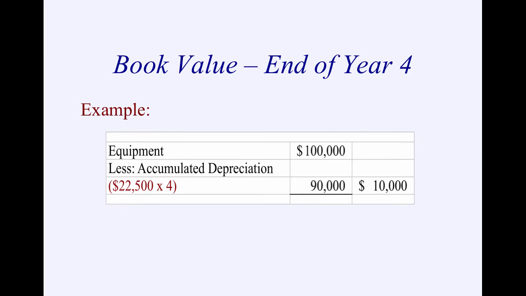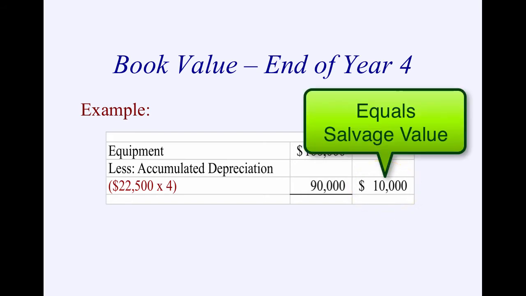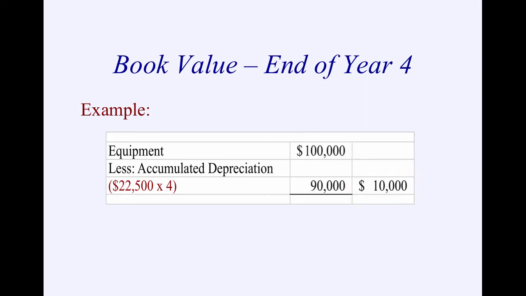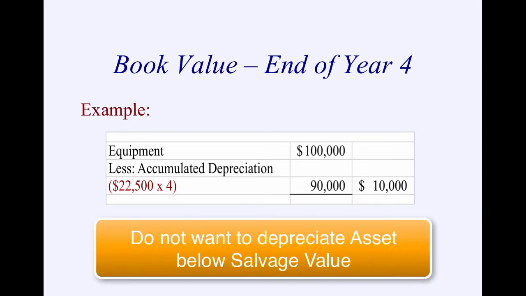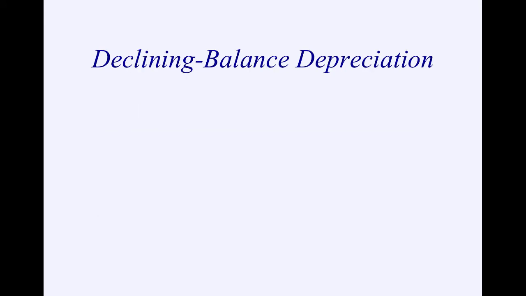At the end of year 4 in this example, the book value of the asset will be $10,000. This is equal to the asset's salvage value. If we use the asset for more than 4 years, we will not record any more depreciation on the asset. We do not want to depreciate the asset below its salvage value.